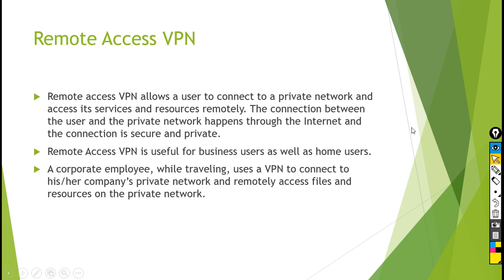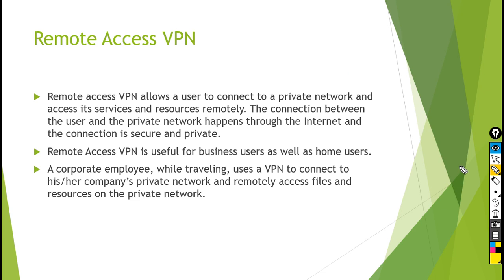Maybe somebody has a branch office here, and from this office he wants to have a connection. So let's say that this is my office, and somebody is sitting with his laptop and wants to have communication to his office through the internet, but as a private network. In that scenario, people can go for the remote access VPN.